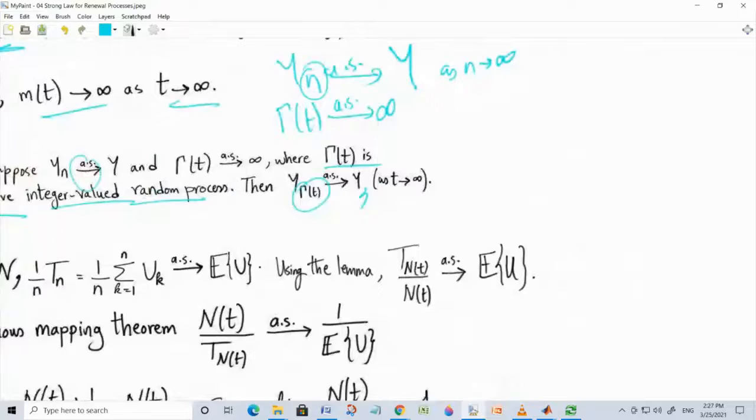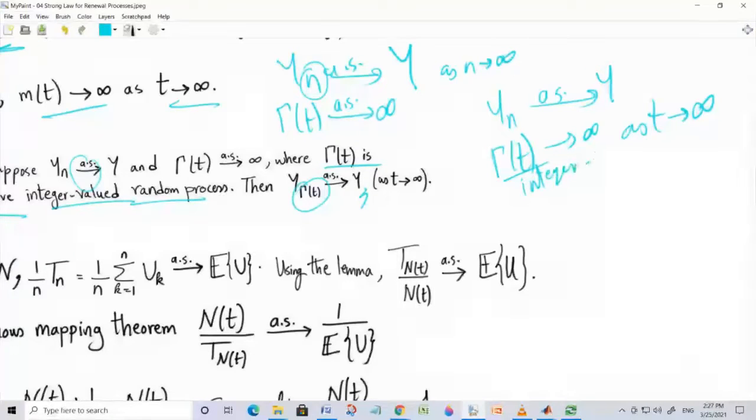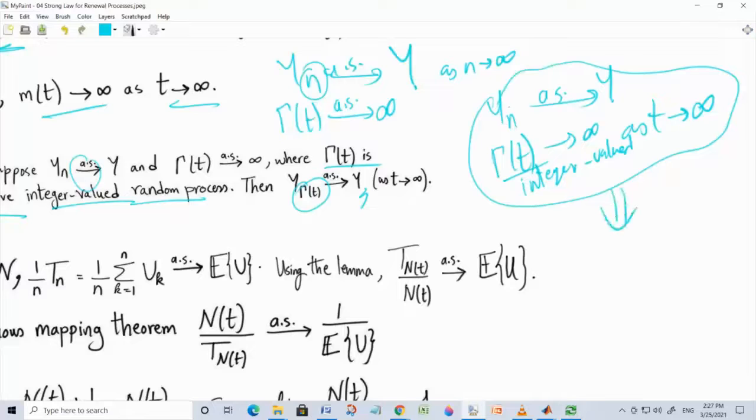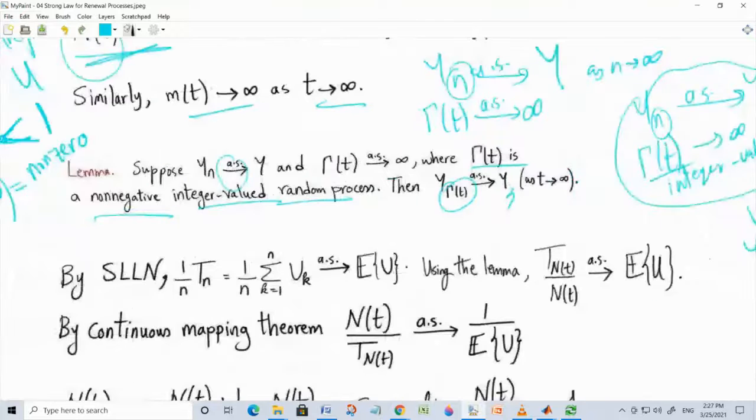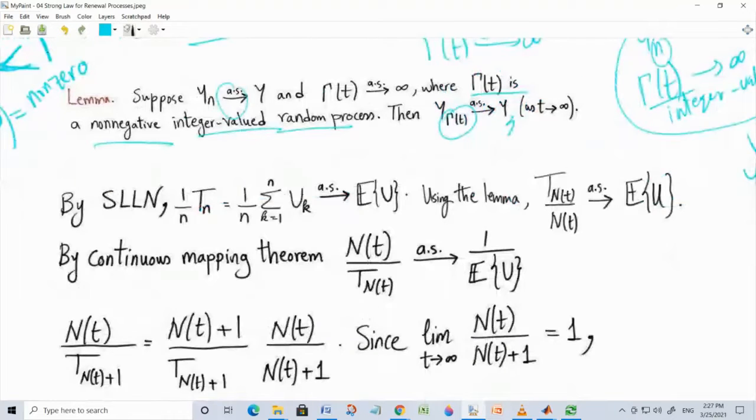Okay, so basically we have two givens. Y_n converges almost surely to Y, and gamma of t converges to infinity as t goes to infinity, and this is integer valued. So given these two, you can replace this small n by gamma of t, and this will converge almost surely to Y. Again, the proof is in the notes. Okay, so let's now study the convergence properties of renewal processes.